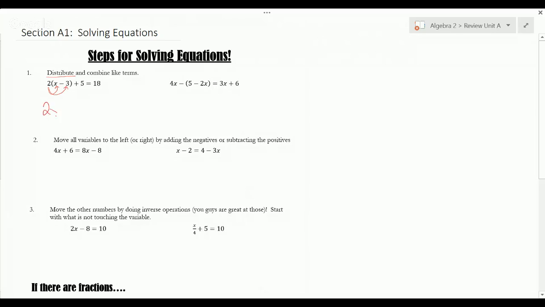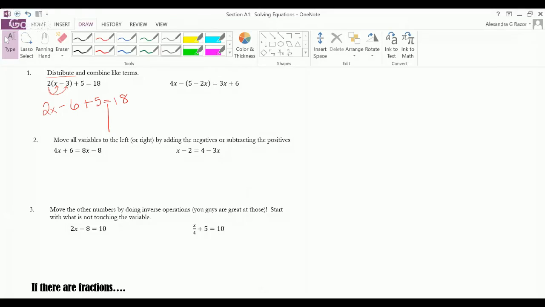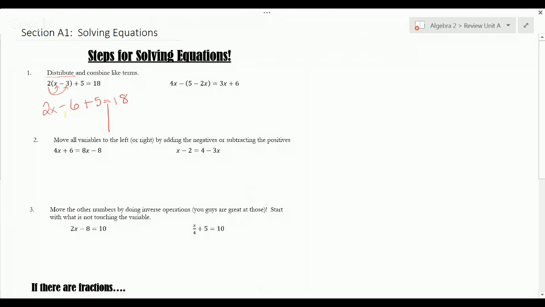And so what I get is 2x minus 6 plus 5 equals 18. And so now what's going to happen is I have to combine my like terms. So if you notice, if I highlight them, my like terms are my negative 6 and my positive 5. And so a negative 6 and a positive 5 is a negative 1. So this makes 2x minus 1 equals 18. And then we would solve from there, but I'm just trying to give a couple examples of what the first couple steps are for these problems.